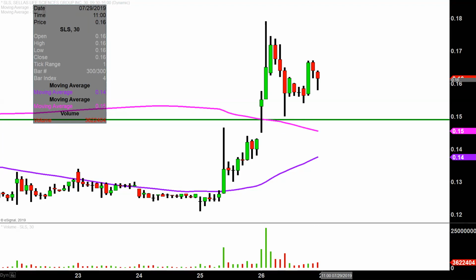Meaning, what would make this chart look the best? That would be if the price can stay above 15. With that being said, don't get me wrong, it's not like if the price falls below 15, then that implies this entire chart is destroyed or anything like that.